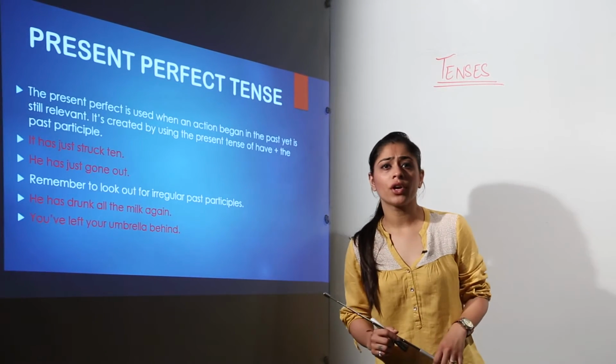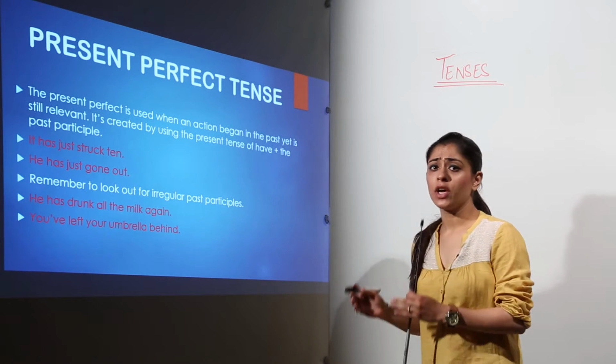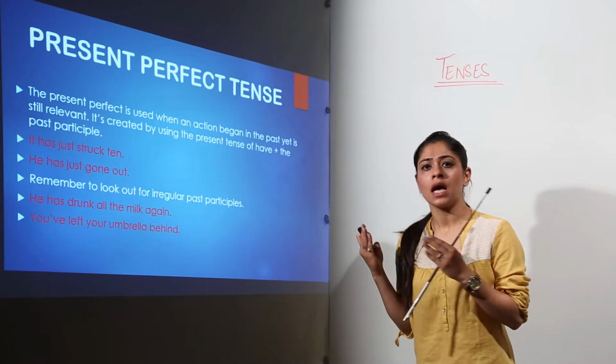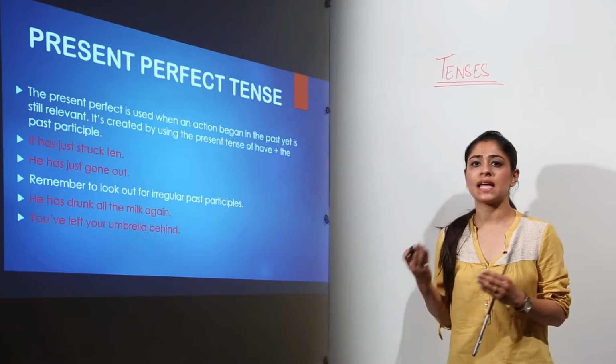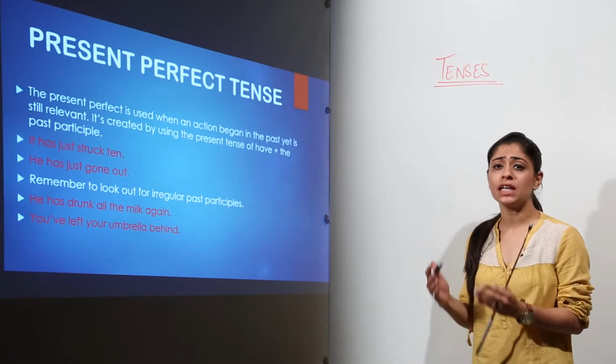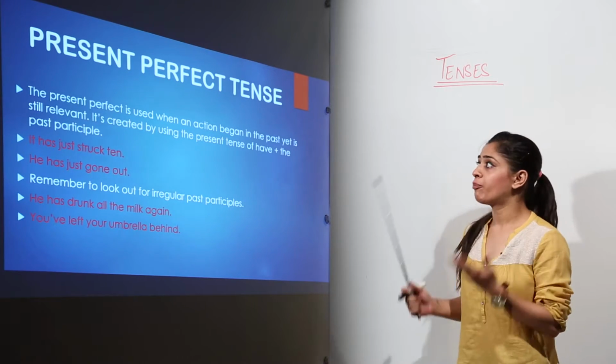Alright students, now we are going to continue with our previous topic, tenses. In tenses we are going to study the perfect tenses: the past perfect tense, the future perfect tense and the present perfect tense. Now, perfect basically defines the complete action that has already taken place. Now how does this happen in present perfect tense?